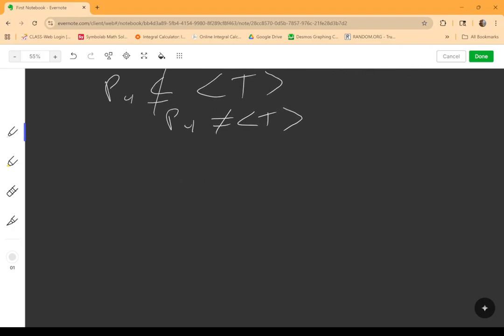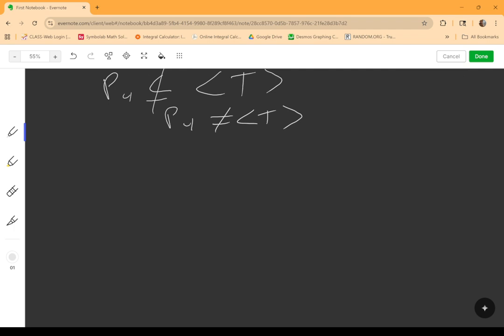Now the next thing we want to look at is the vector representation relative to a basis. So let me bring up our textbook here.